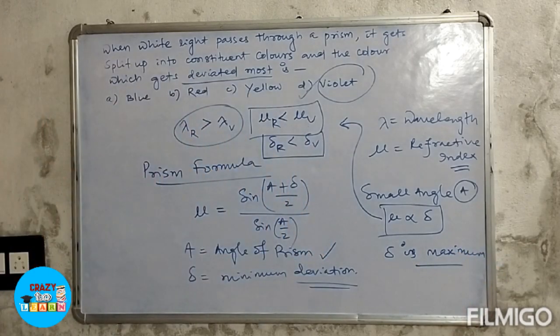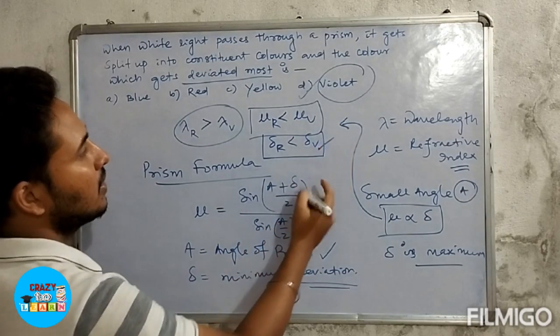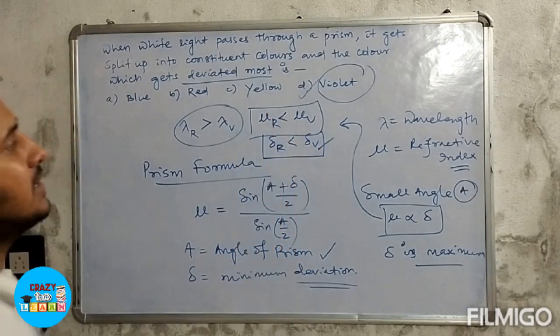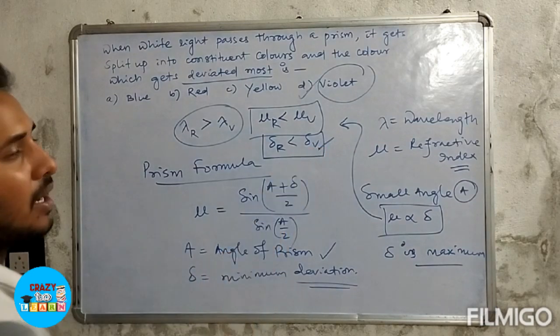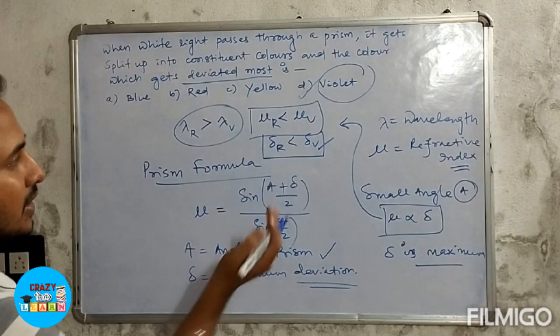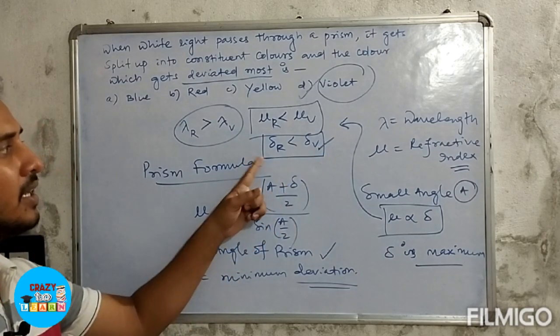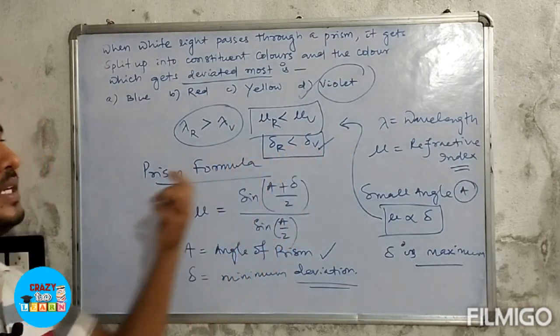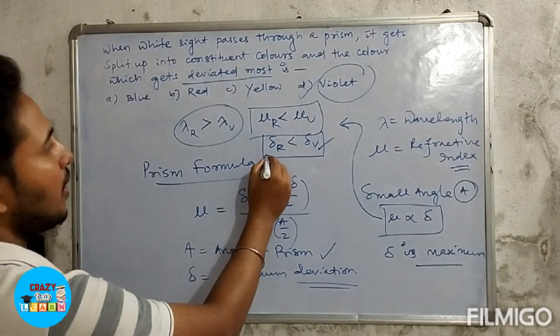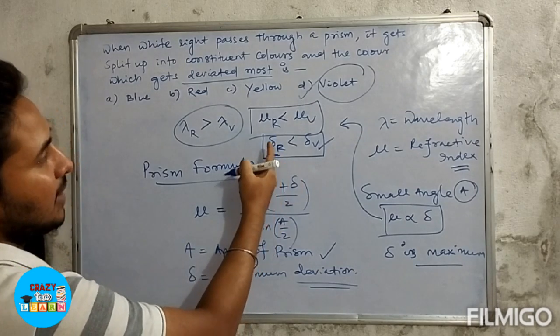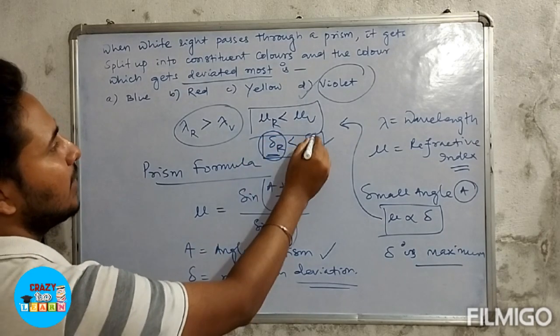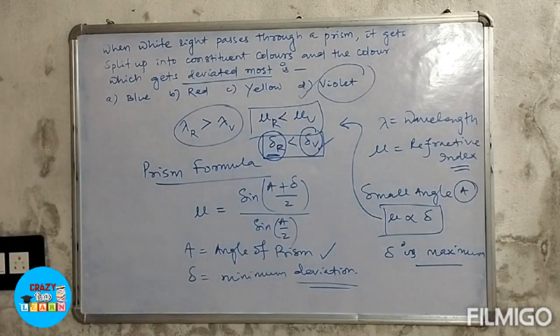Deviate most is asked, which means del is maximum. So del is maximum for red and violet. It is red, sorry, it is violet, and the deviation will decrease up to red. When we move from violet to red, the deviation decreases. The deviation is minimum for red light and maximum for violet light.